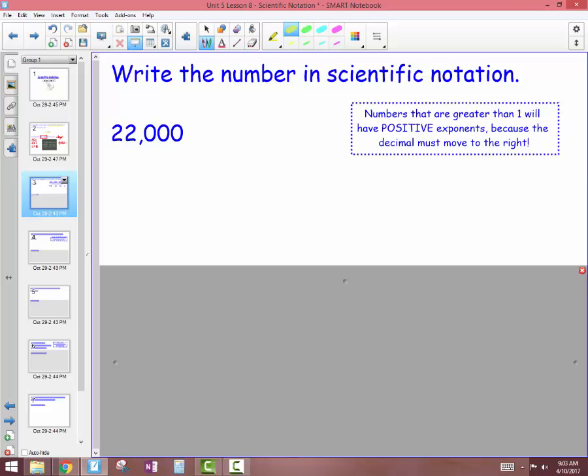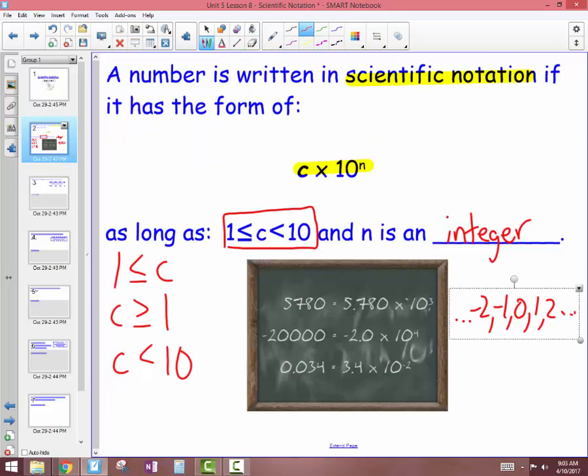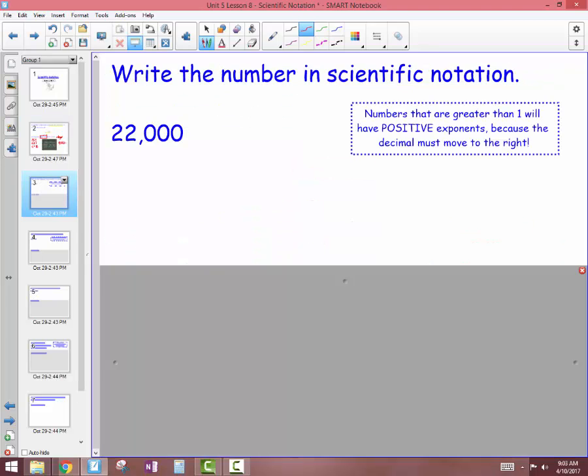What I want to do when I'm doing scientific notation is change 22,000 to fit the description we talked about: 1 is less than or equal to c, which is less than 10. So all I'm going to do is identify where the decimal is right now in 22,000, and then move it to fit that description. There's a decimal at the end of 22,000. I'm going to move this decimal as many places as I need to get it in between 1 and 10.